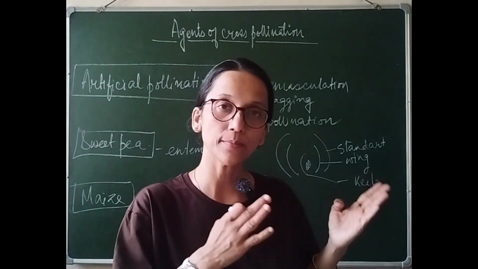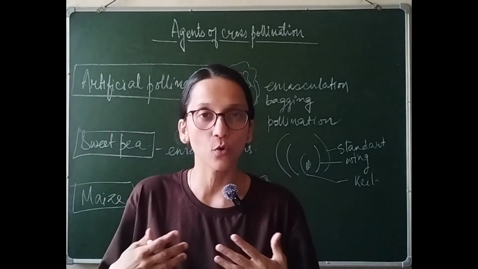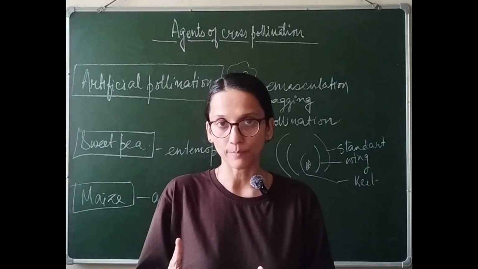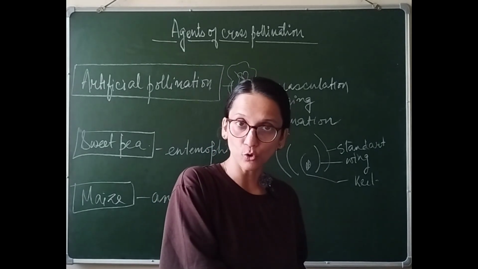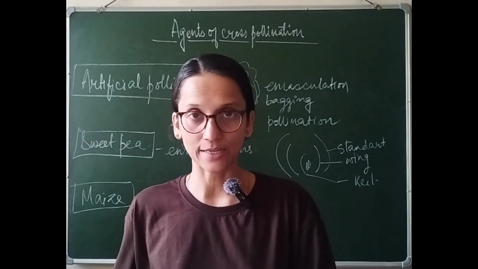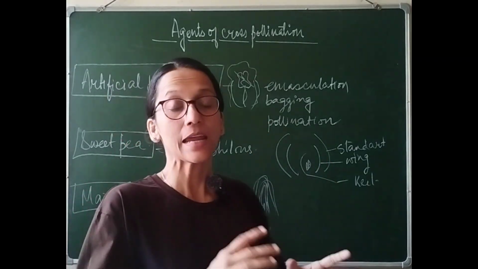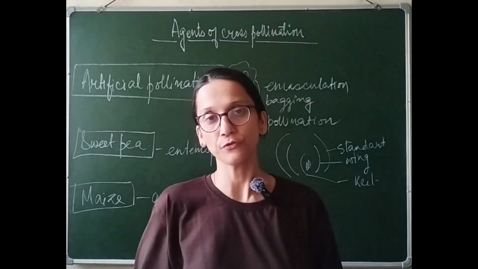The reason is that here the male and the female part do not develop at the same time. So there is no concept of homogamy. What happens is dichogamy. But under dichogamy, as we know, there are chances where it can be protandry, where the male part develops first and the female later, or protogyny. Now here in case of maize, it is protandry. That means the male flower matures before the female flower.